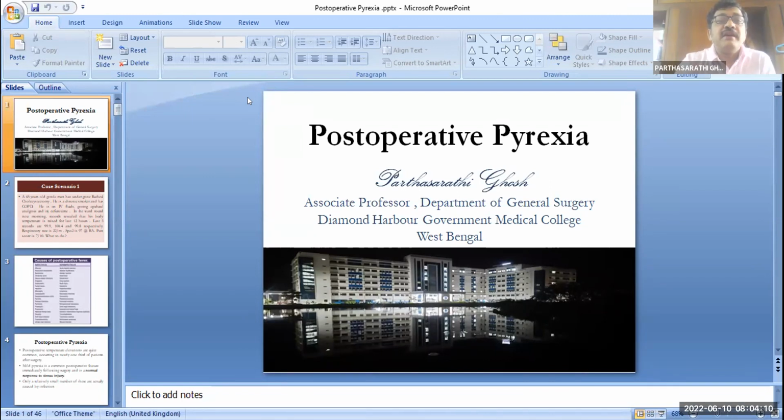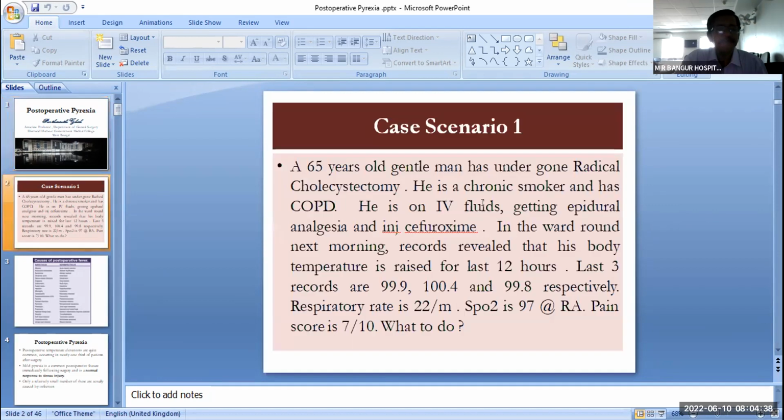Good morning, everybody. Good morning, sir. I think you can see my screen. Yes. So let us start with our first case scenario. Next slide. Dr. Ghosh, change the slide. Sir, can you see the slide? Next slide is not coming. First slide is there on the screen. The problem is that it's not running in the slide share mode actually. Okay, it's visible. No problem.